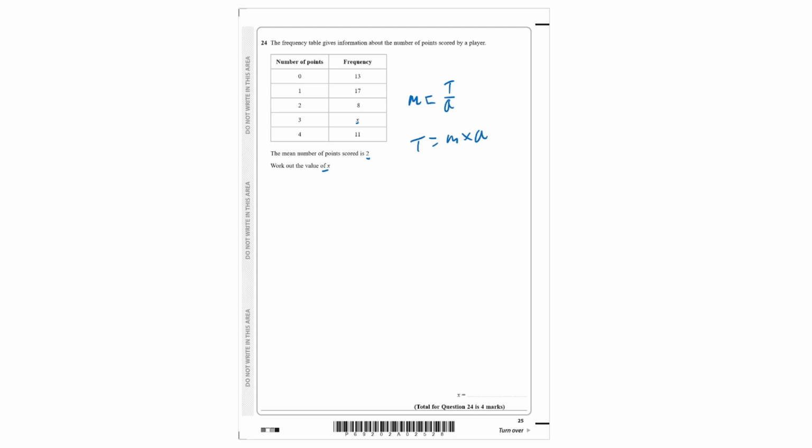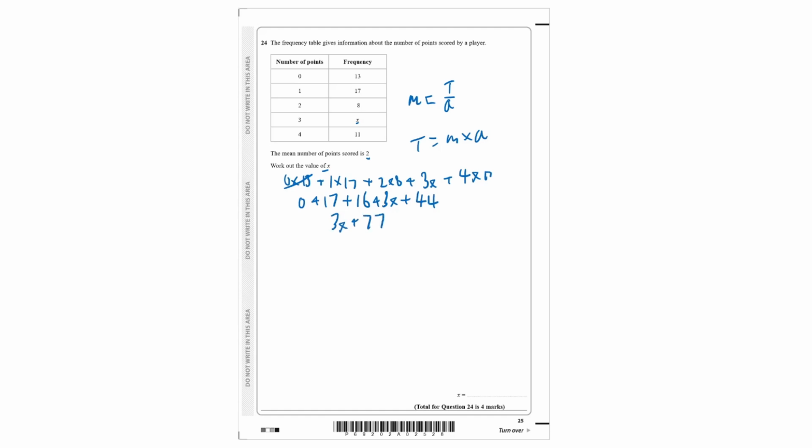So the total is the number of points times frequency. So we have 0 times 13 plus 1 times 17 plus 2 times 8 plus 3 times x plus 4 times 11. So this cancels out to 0, plus 1 times 17 is 17, plus 2 times 8 is 16, plus 3x, plus 4 times 11 is 44. So when we combine all this, we get 3x plus 77.